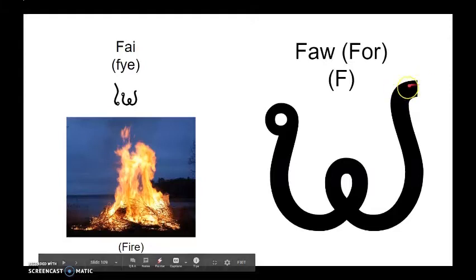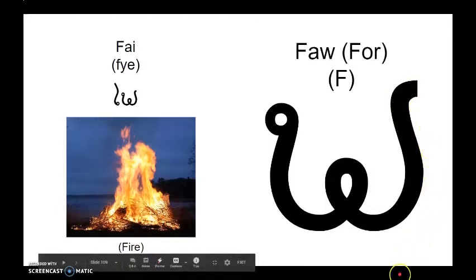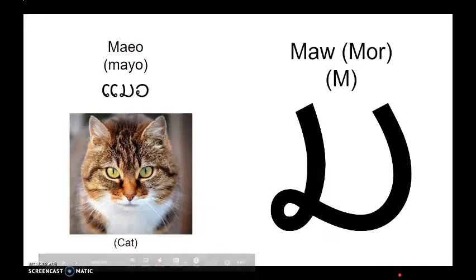And again, this fa also has a tail. We're going to look a little closer at that in a few minutes. The last letter that we're going to learn this week is the letter ma. Ma represents the M sound. And the word that is associated with ma is male. Ma, male. Male meaning cat. It almost sounds like meow in English.